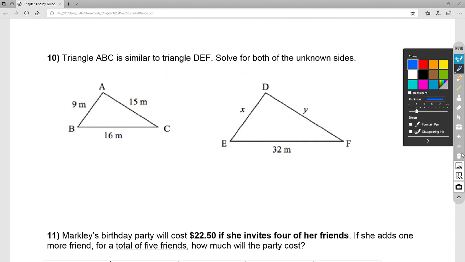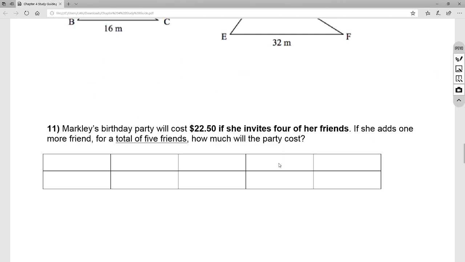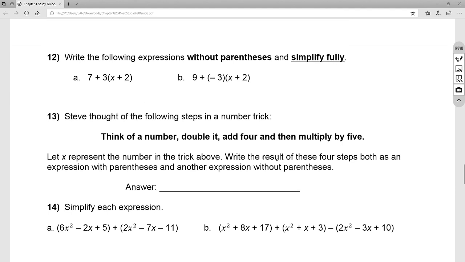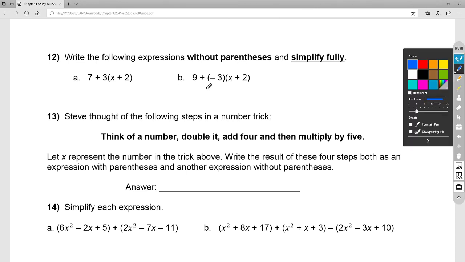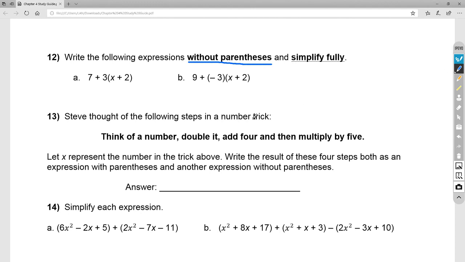All right. And then the next few problems I'm going to do, number 12 is the next one I want you guys to focus on. So I know I did A in class, so I'm going to kind of focus on B here. So whenever it says without parentheses, remember I want you to distribute. Okay, so write it using distributive property.